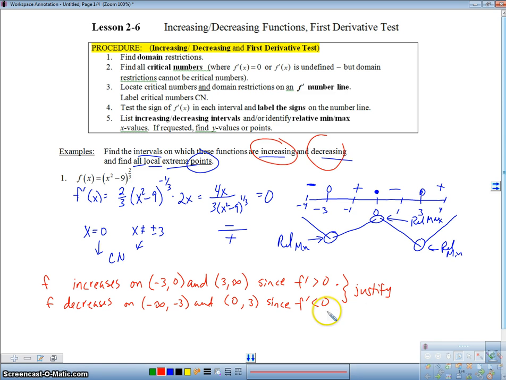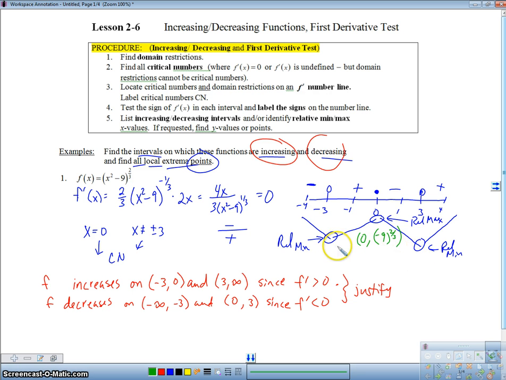All right, now if we want to find the values of our relative min and relative max, we're going to plug in these values. We're going to plug in negative 3 for our original function, then positive 3, and then 0. So when we do that, I believe we're going to get 0, and I think I get negative 9 to the 2/3. That's going to be our relative max.